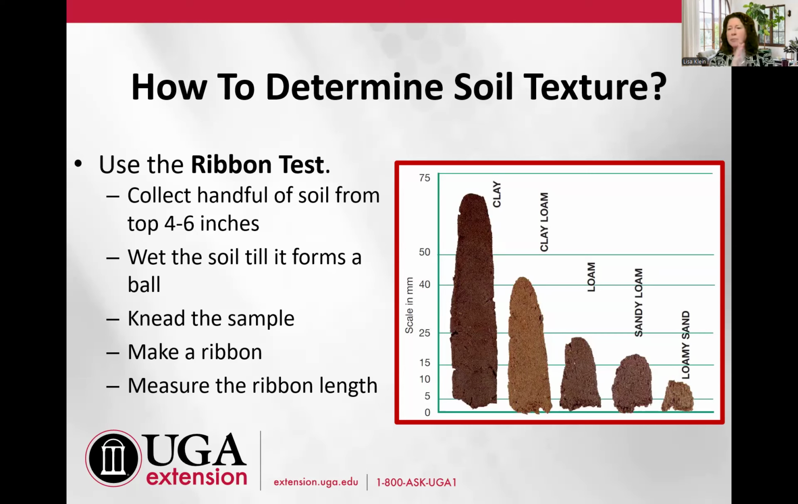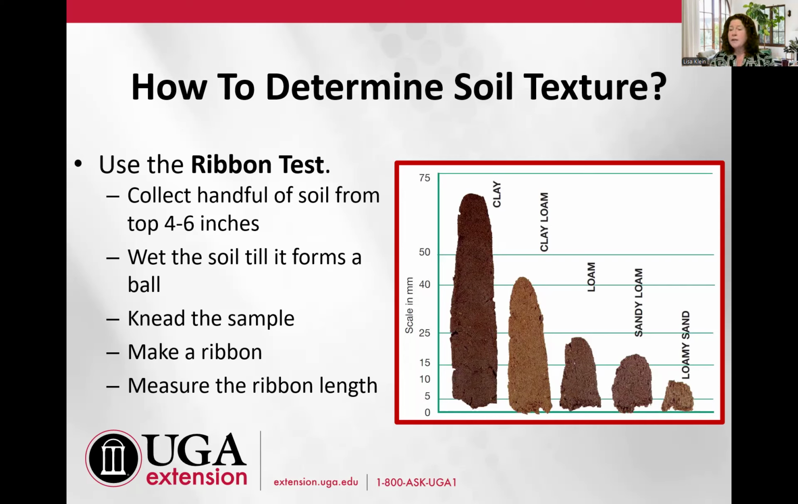You're going to knead that up, pretend like you're going to make a clay pot from art class back in kindergarten, and you're going to make a ribbon. And then you're going to measure that ribbon length. So if you're doing this and it starts to break off and fall apart, that's the end of your ribbon. And you're going to measure it. So you can see here are samples from clay. So obviously clay, what are you using to make that clay pot? Clay.